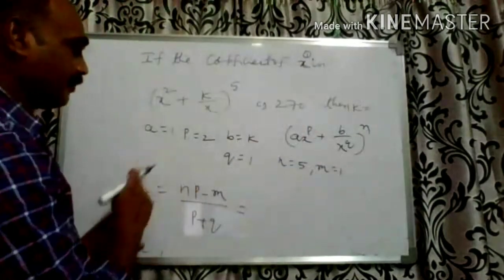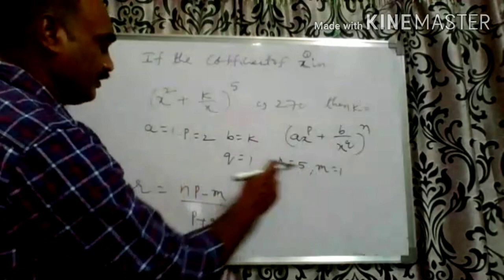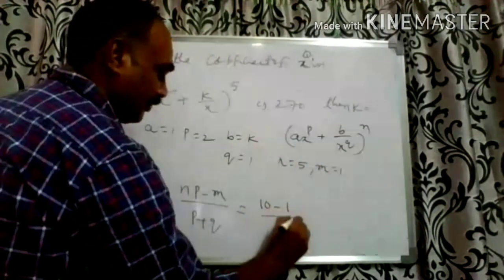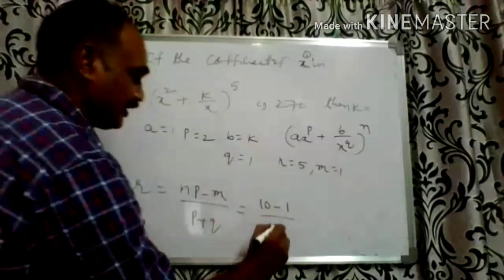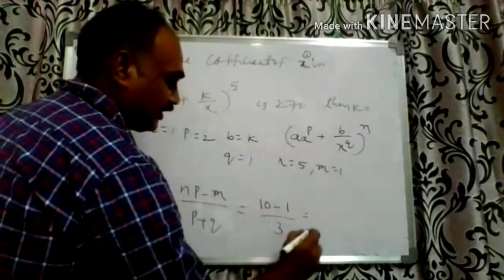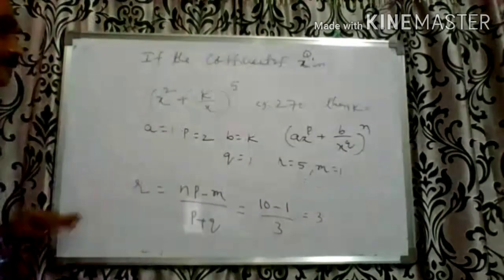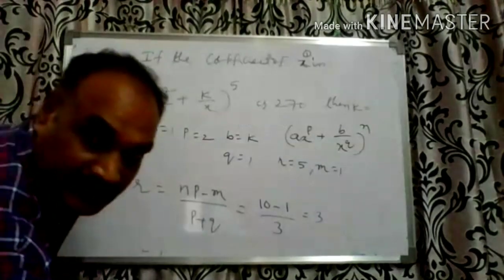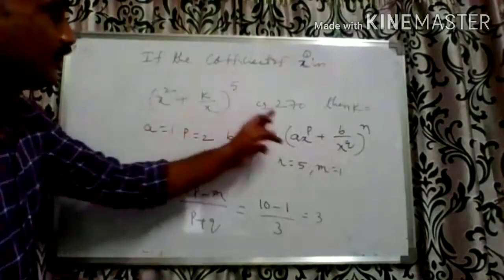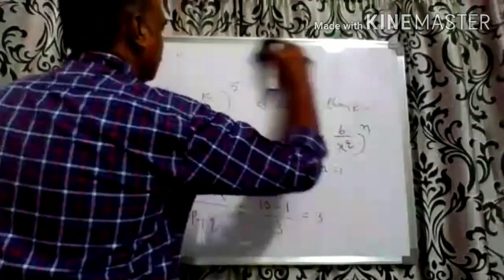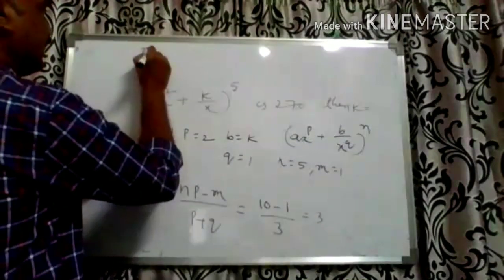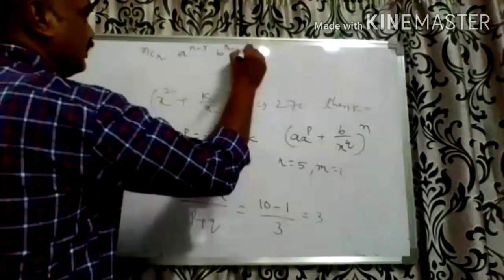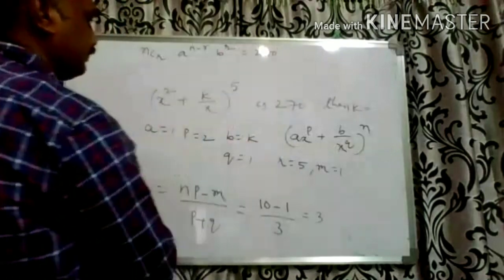So np is 5 into 2, 10, minus m, 1, by p plus q is 2 plus 1, 3. 9 by 3 is equal to 3. R is equal to 3. Therefore, the coefficient of x is given as 270. The coefficient of x by formula NCR a power n minus r into b power r is equal to 270. Find k.